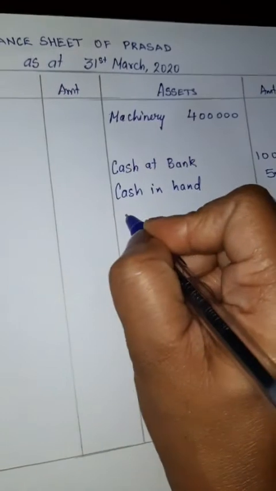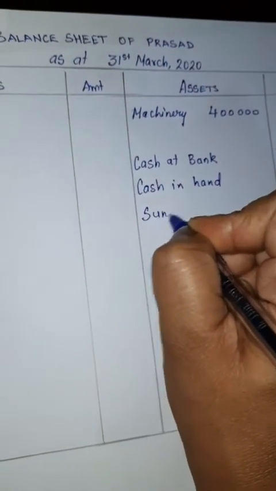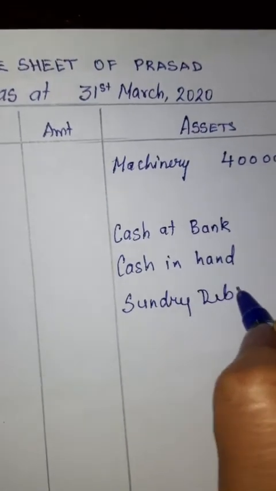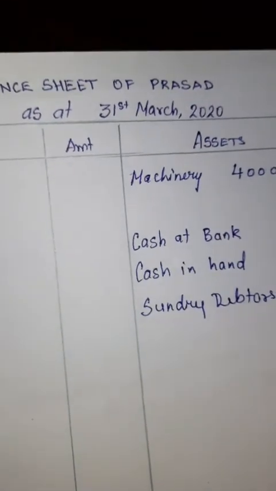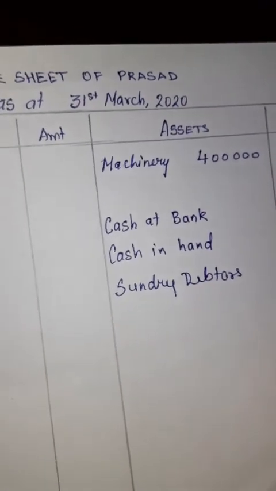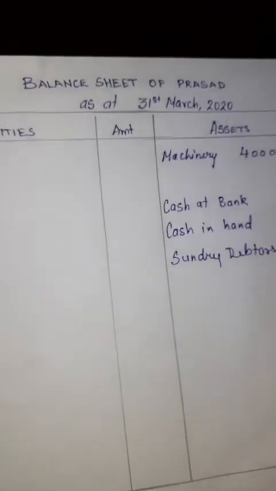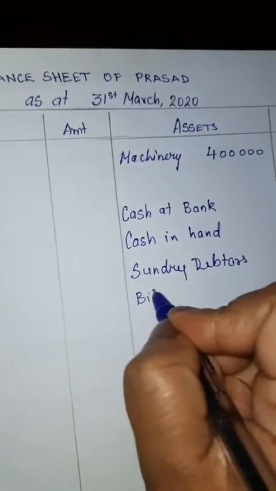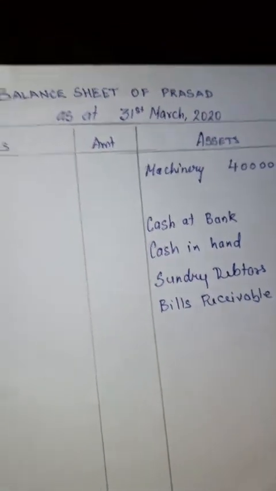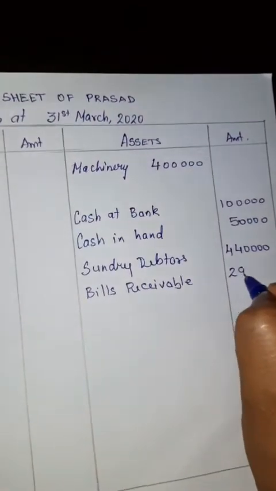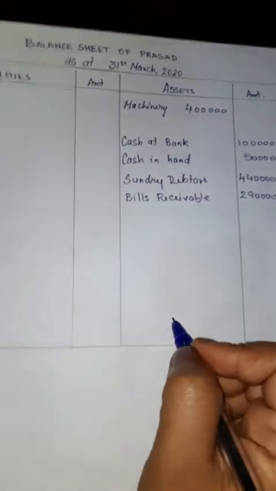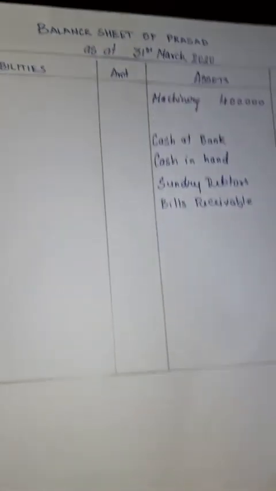So I can write here asset side, under asset side sundry debtors. The amount given to you is 4,40,000. Okay, next is bills receivable. Again asset side, bills receivable, 2,90,000. Okay, 2,90,000. Now next item given to you is rent.